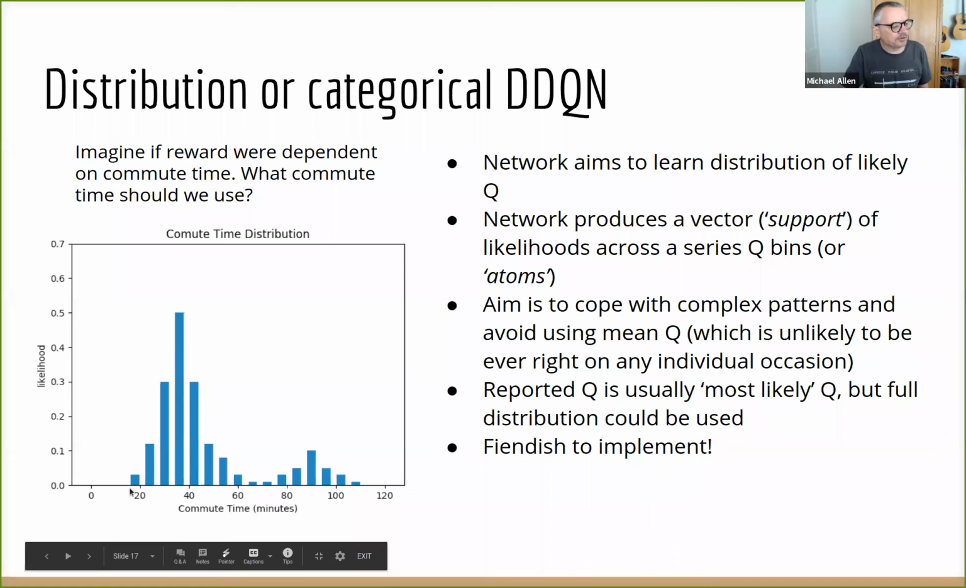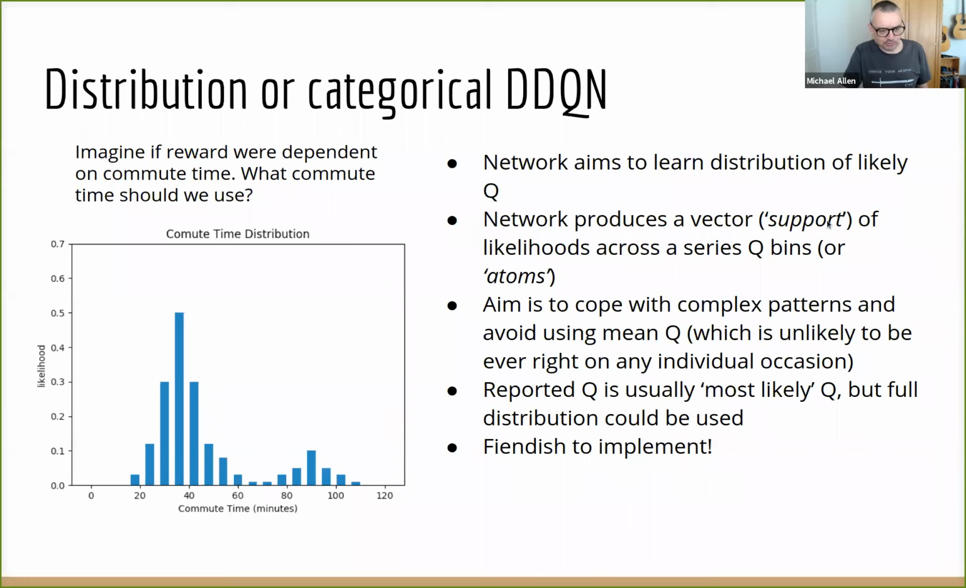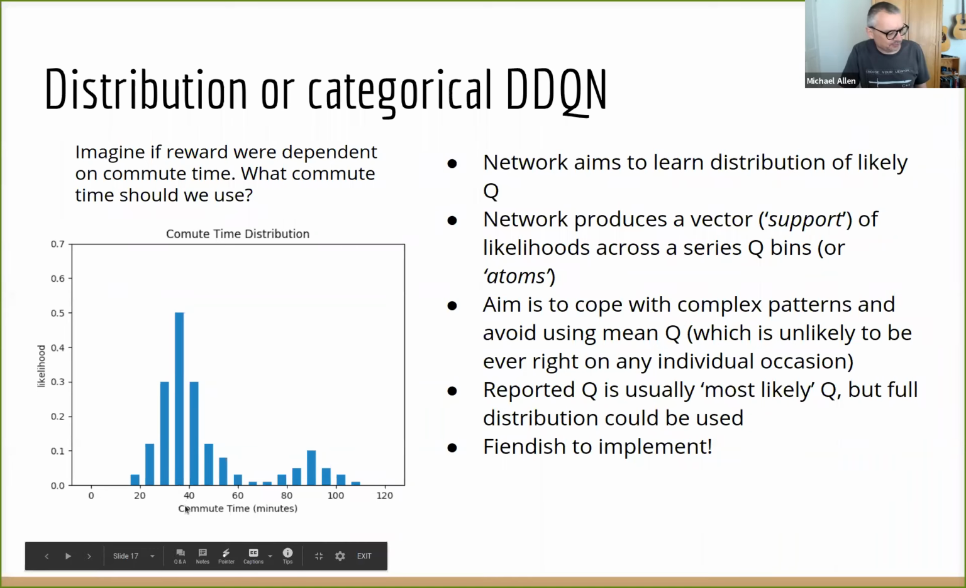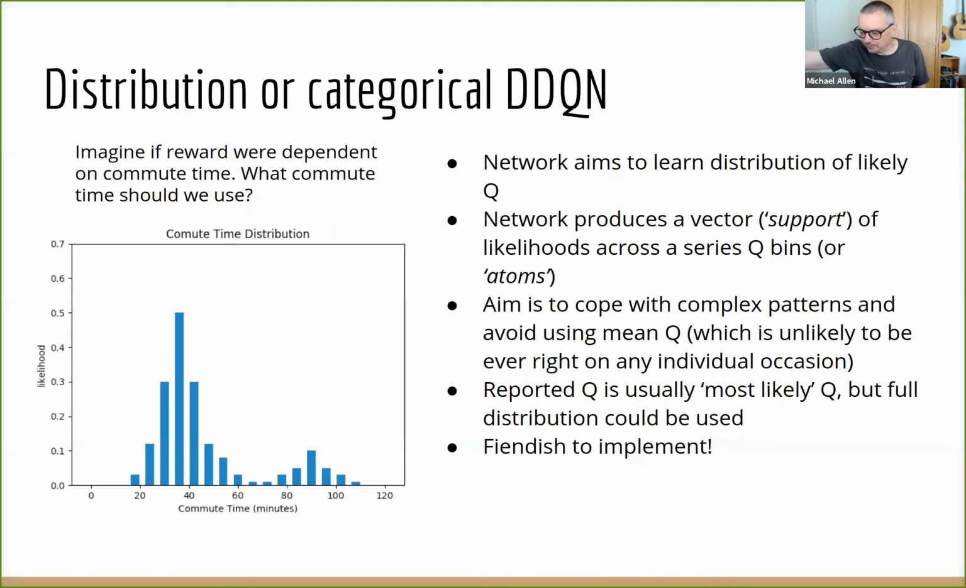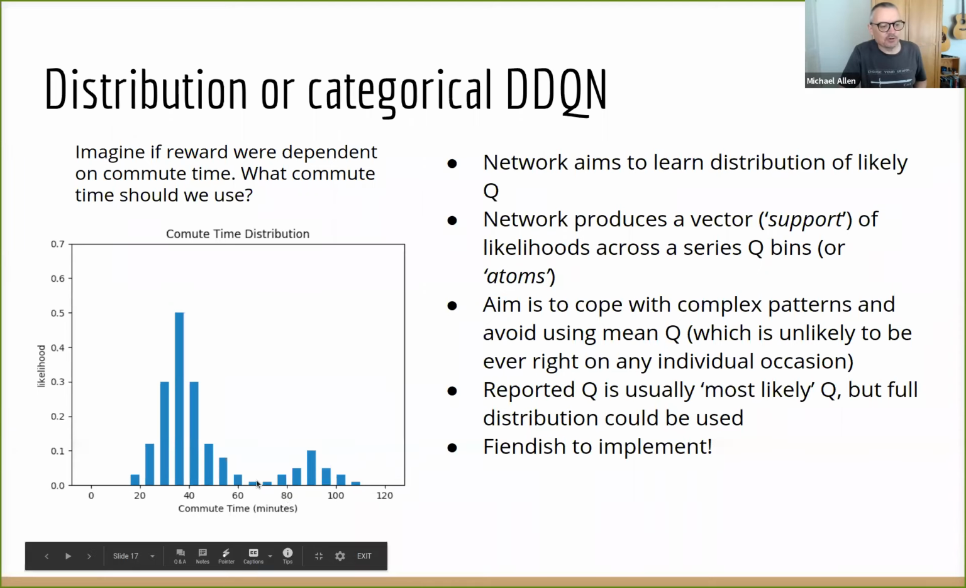So rather than the network producing a single Q, it produces a vector, they seem to call it a support, of likelihoods across a series of bins, except they call them atoms, of Q. So it won't actually be commute time. We might have Q ranging from 0 to 100 or whatever. You divide it up into, say, 50 bins that they call atoms, and you get it to learn the distribution across that.